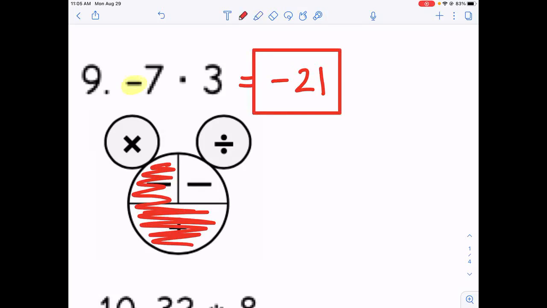Oh, 21. Sorry. I saw the 3. Negative 21. See, you're paying attention. I love it.